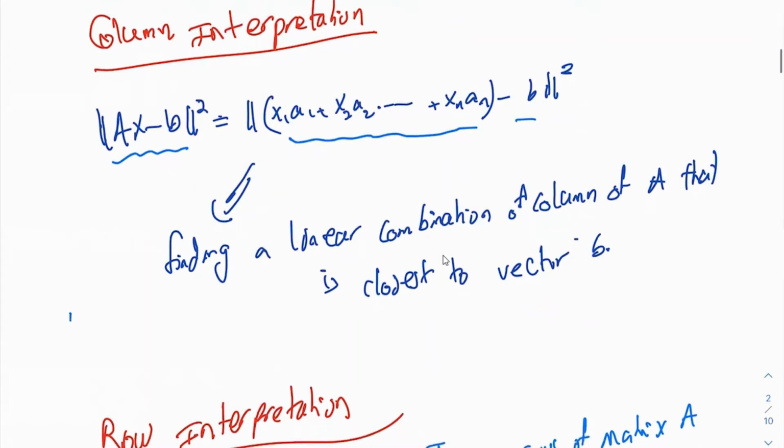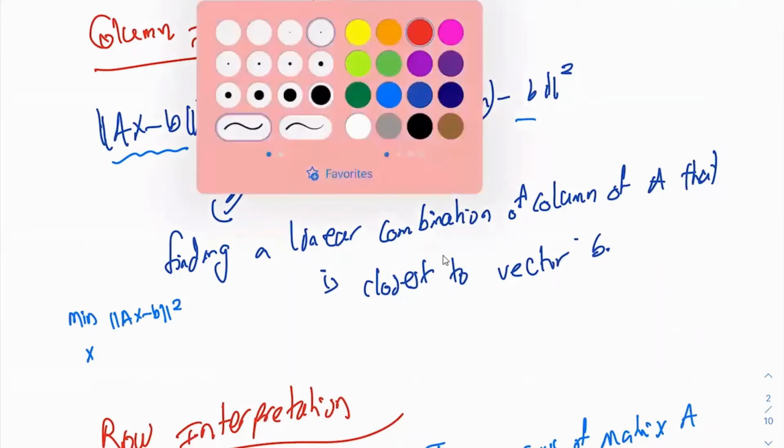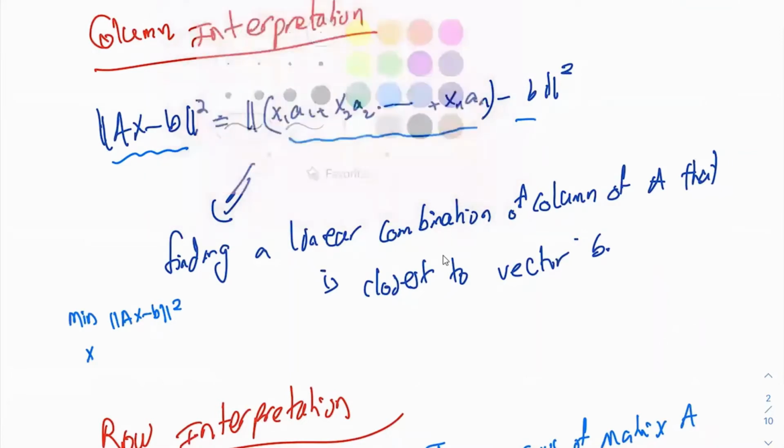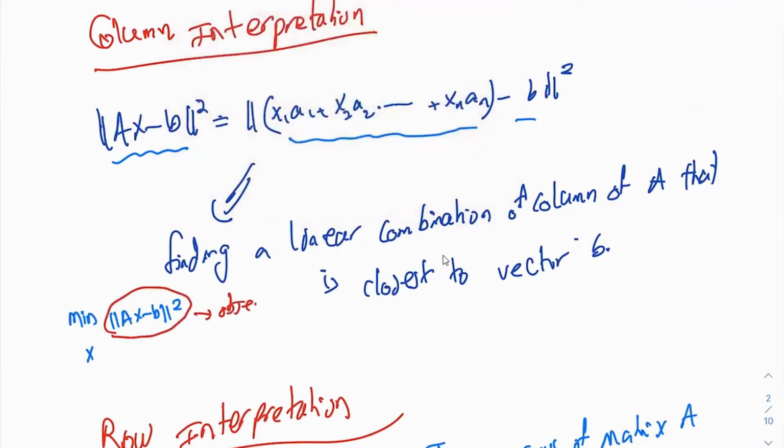So when you write min of norm Ax minus b square over x, it means that we are trying to find the x that minimizes this quantity. In the column interpretation, we are trying to find a linear combination of columns of A that is closest to the vector b. By the way, this expression here is called the objective function, or cost function or loss function, right? Sometimes you want to maximize that, sometimes you want to minimize that.